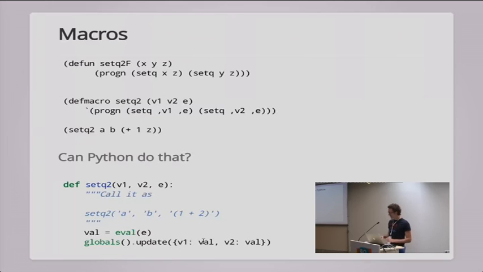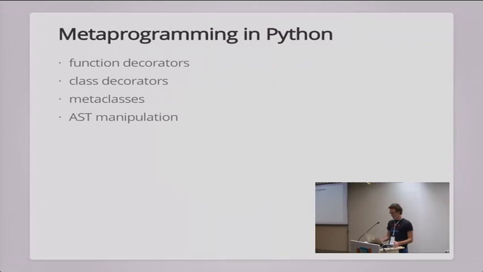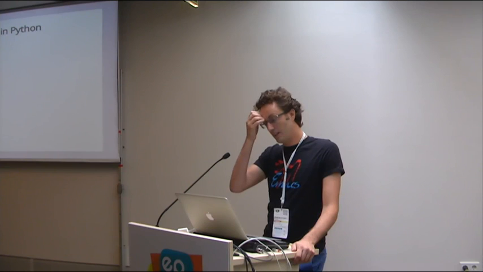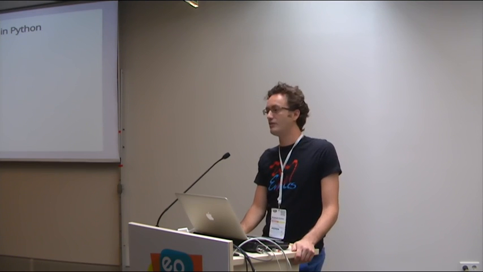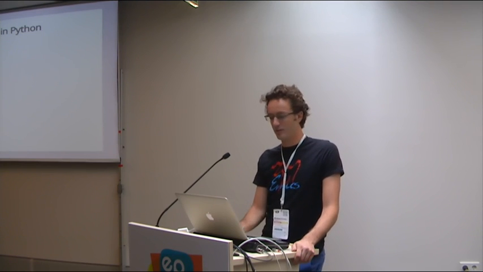So then the Lisp introduction is over, luckily. We can move on to something more interesting in Python. What can we do in Python for metaprogramming? Well, we can have function decorators, class decorators, metaclasses, and then if you really want to be fancy, you can manipulate the abstract syntax tree. I'm going to show them in order. They are also in order of difficulty, anyway.